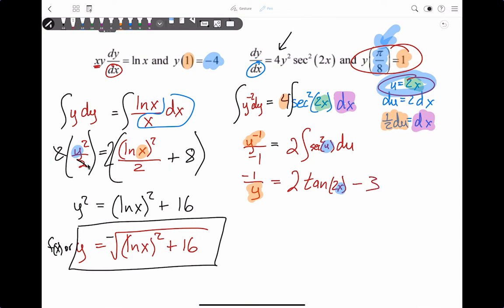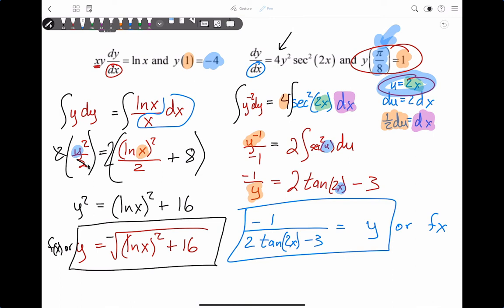Now, all of this can be y simply by flip-flopping this piece here with this entire piece all over here. Okay, it's like multiplying both sides by y and then dividing by this whole piece of 2 tangent of 2x minus 3. So if you do that by hand the long way, you're still going to get something that looks like this. Negative 1 over all of this piece is equal to a positive y. Okay, or f of x, but needless to say, this is your solution, the particular solution.